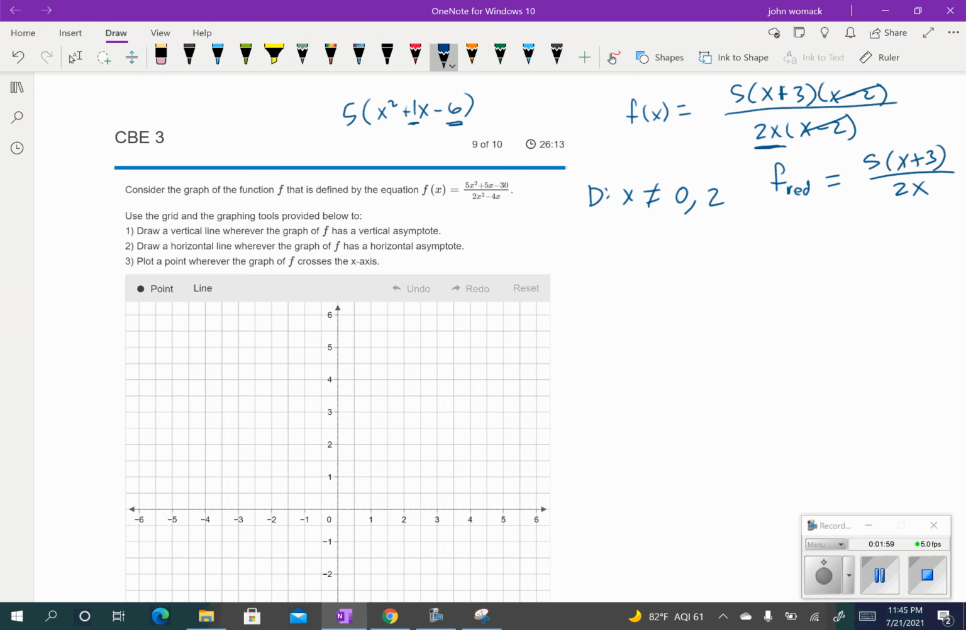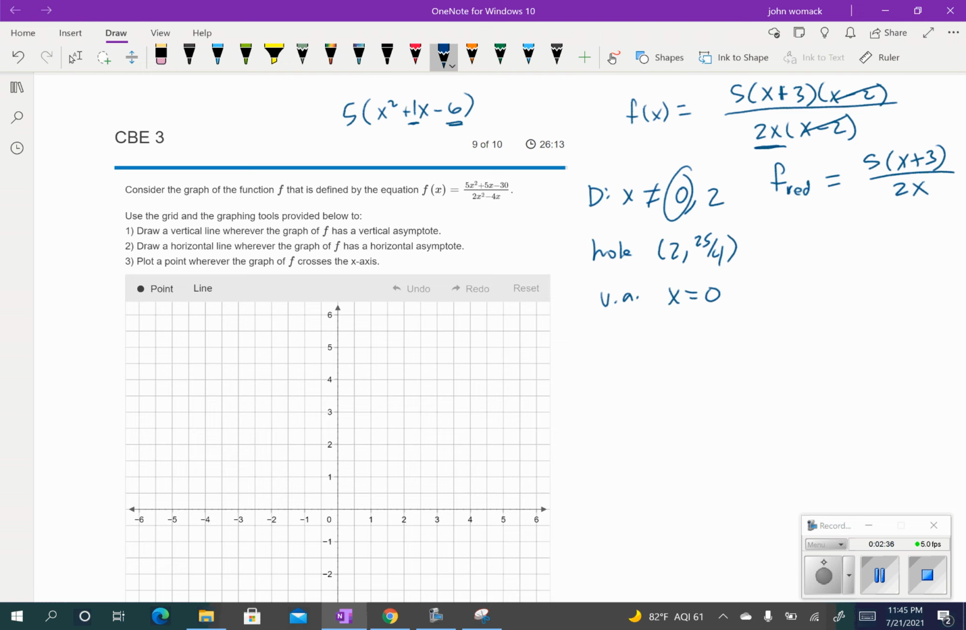Okay, now, because the x minus 2 went away, that means 2 is a hole in the graph. So I know I have a hole in the graph at 2 something. And to find out what the y is, we just did that on question 7 or 8. We're just going to plug 2 into here. So I get 2 plus 3 is 5, times 5 is 25, over 2 times 2 is 4. So we end up with a hole in the graph at 25 fourths. Okay, vertical asymptote. 0 did not reduce out. So we know that there's a vertical asymptote at x equals 0.